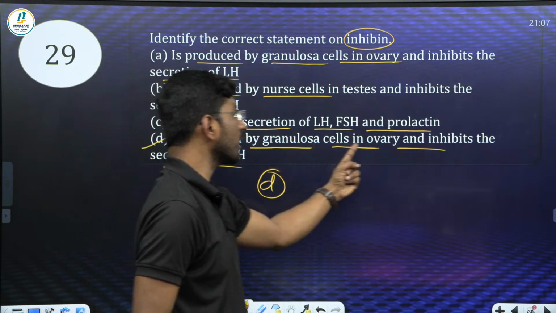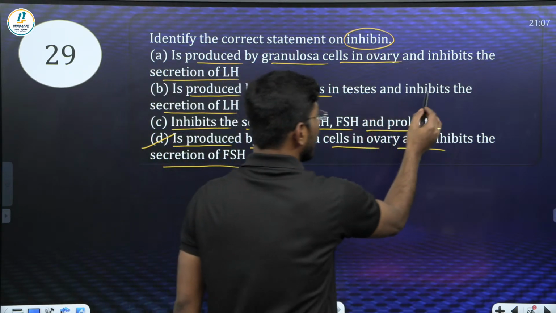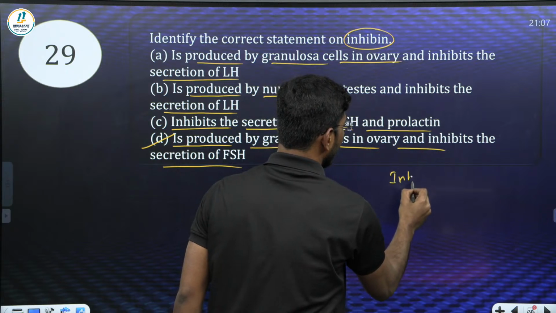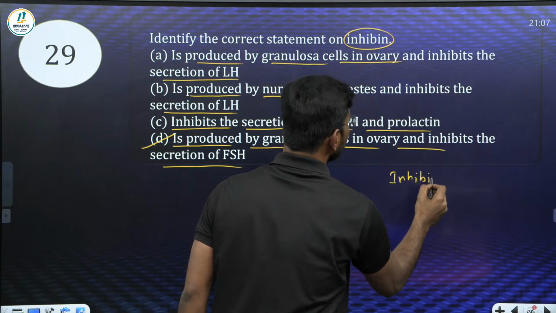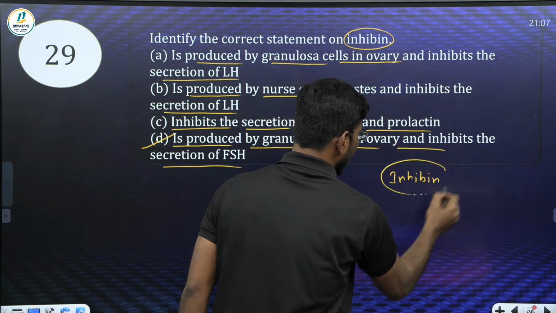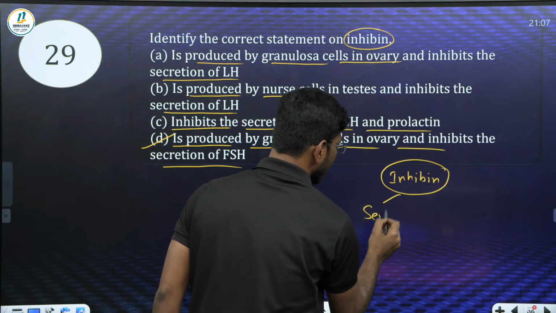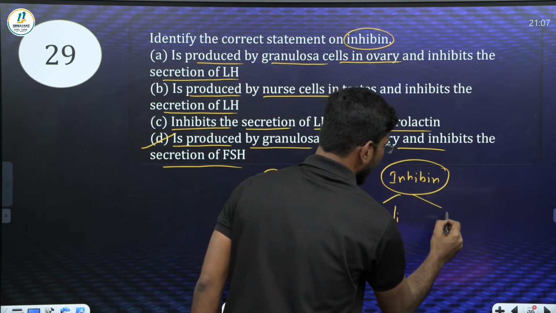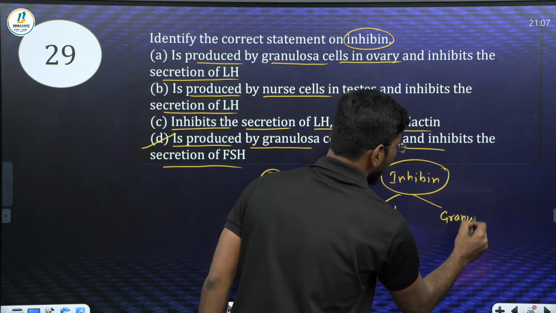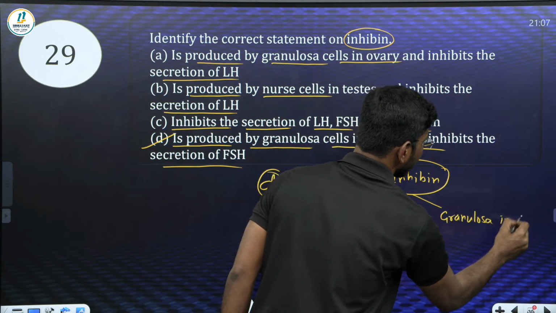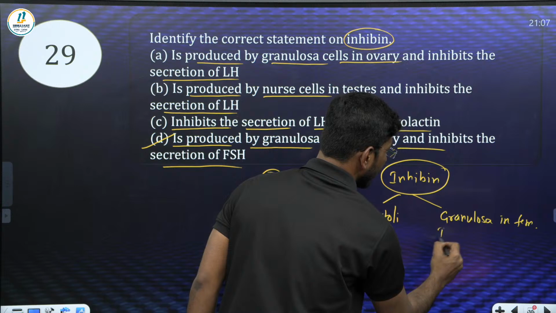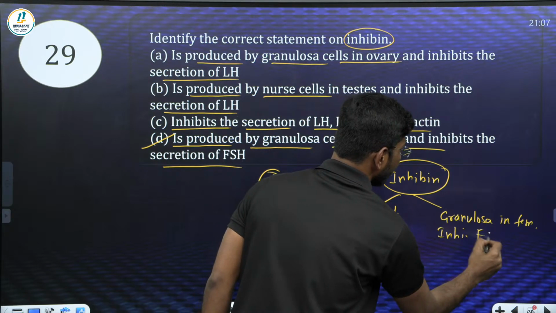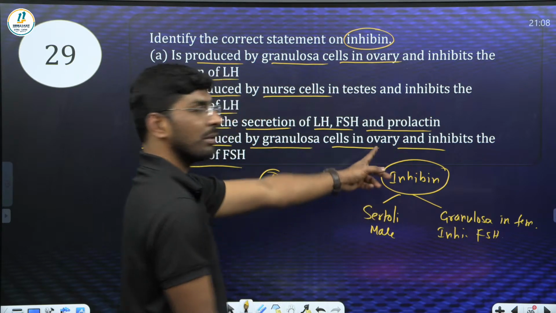Produced by granulosa cells. Remember, one more time. Inhibin hormone, write it down, all of you. This inhibin hormone, in case of male, comes from Sertoli cells, and granulosa cells in females. And it inhibits what? It inhibits FSH hormone. So the answer will be D.